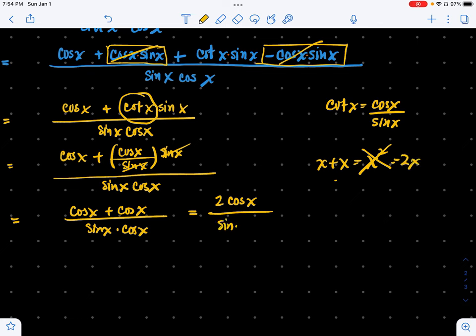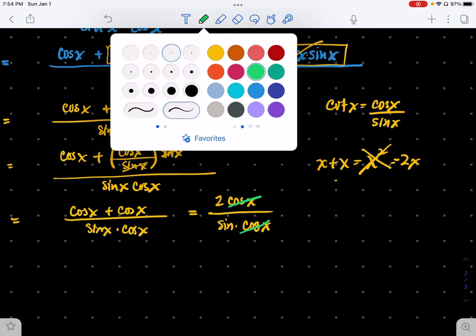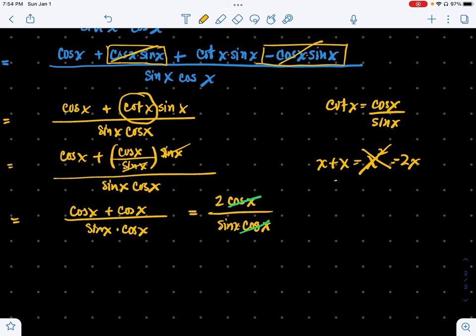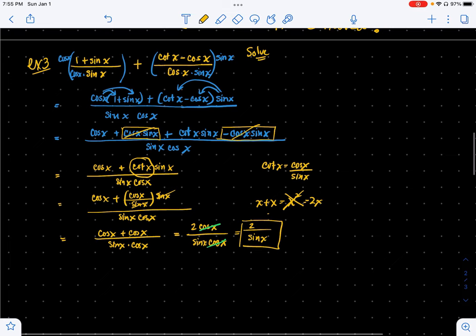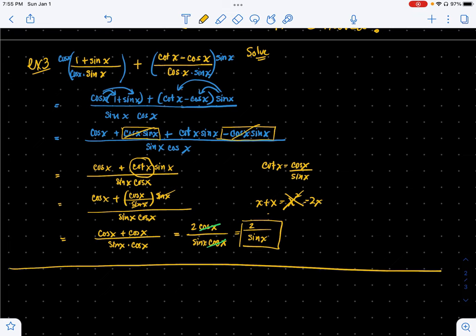They add up to 2 cosine x, just like x plus x is not x squared, x plus x is 2x. And then I have sine x times cosine x. And guess what? Here is when I can cancel cosine and cosine, because these are not separated by a plus sign or minus sign. There's a multiplication sign in between them. I also forgot to write x here. There we go. Cosines have canceled, and now all I have is 2 over sine x. That's the farthest we could go. It looks very, very simple as compared to the original question. So we have simplified our third example.